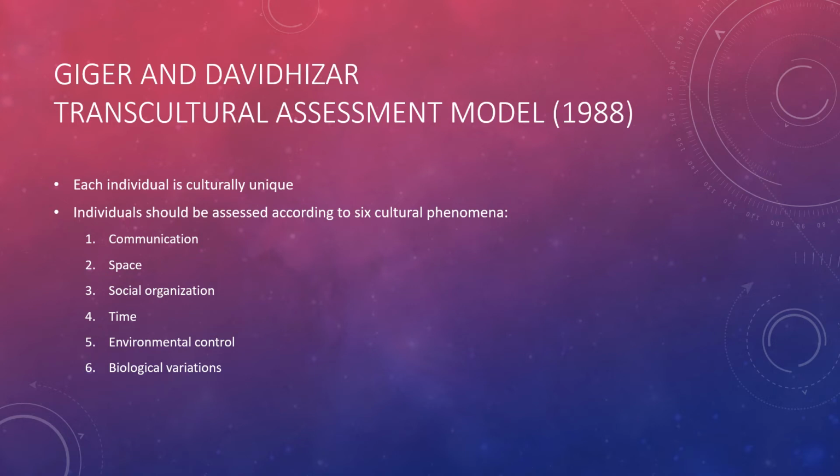Individuals should be assessed according to 6 cultural phenomena. These are the cultural phenomena they've determined are most influential on health. So their way of communicating, their understanding of personal space, how far people should stand. And each of these has all of these aspects to it.